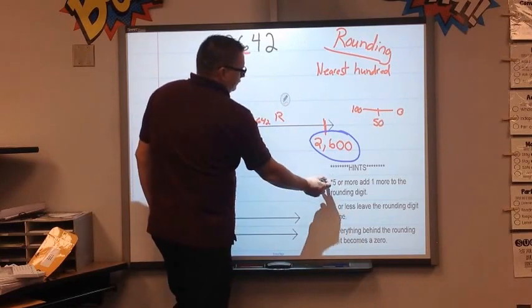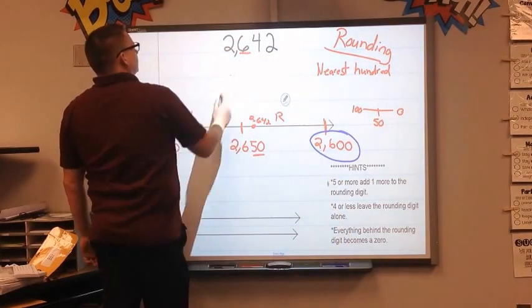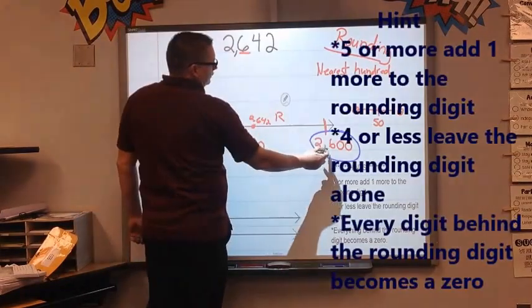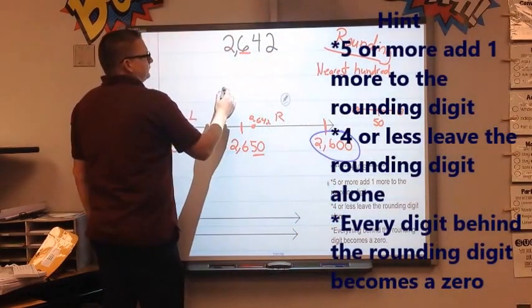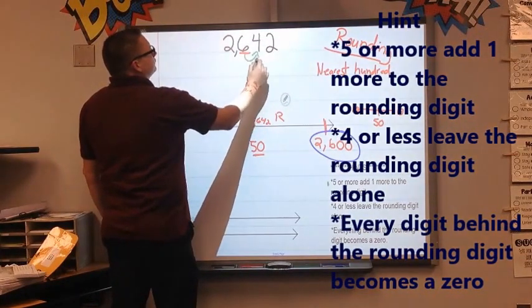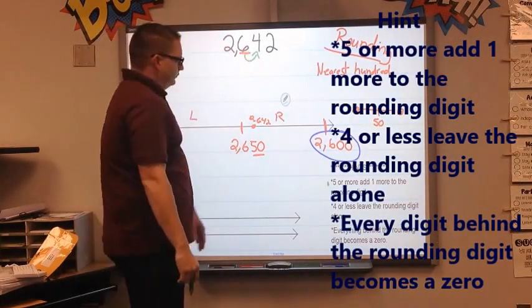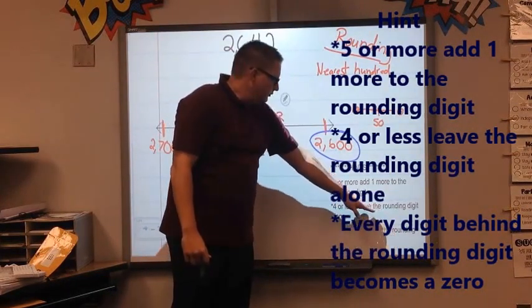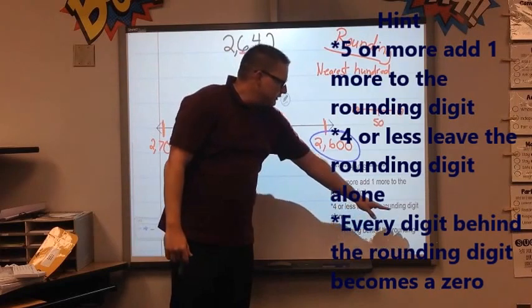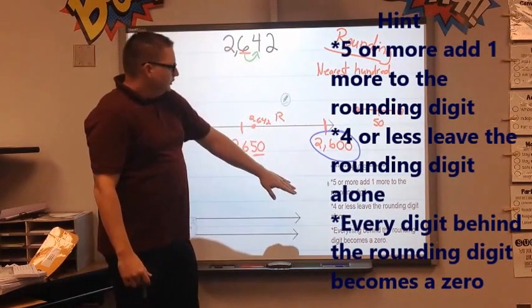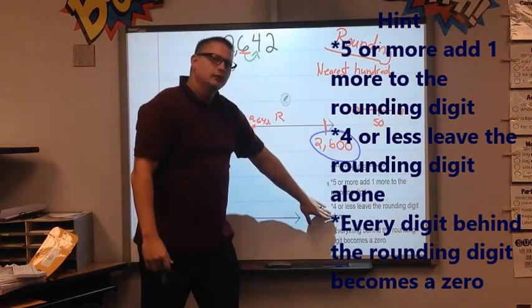Now, also, down here by your hints, we have this 6 right here, okay? It's either going to bump up or stay the same. In this case, it stayed the same, right? And the reason, and what you probably learned last year, is if we look to the right, that 4 is going to help us out. That 4 is 4 or less, right? So, in this case, if it's 4 or less, we're going to leave the rounding digit, which the 6 is the rounding digit, okay? We're going to leave it alone, according to our rules, right?